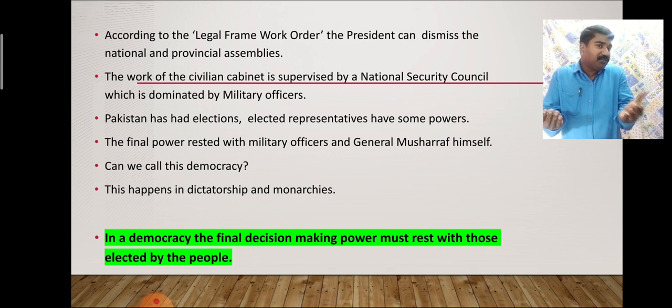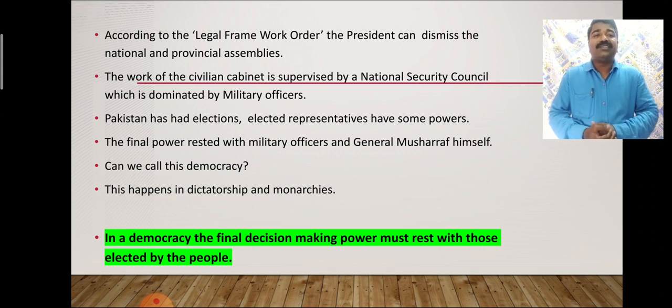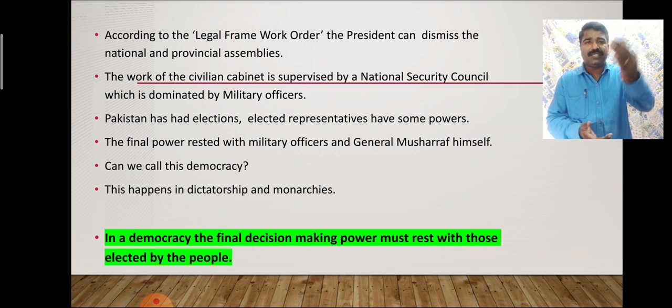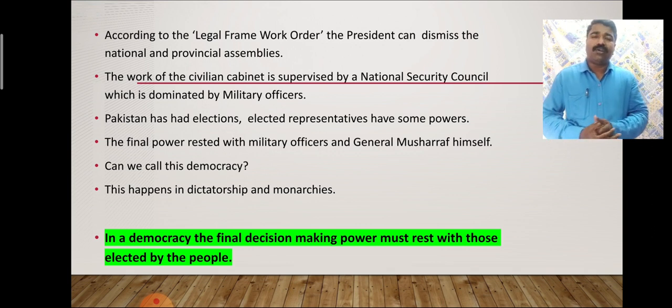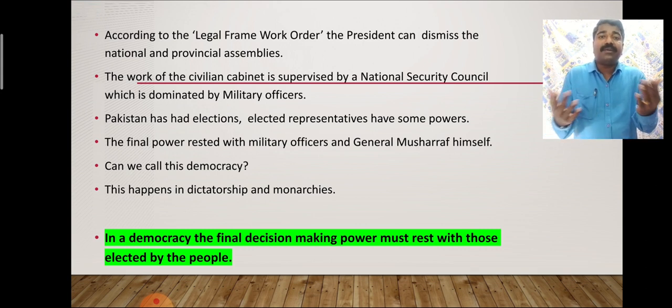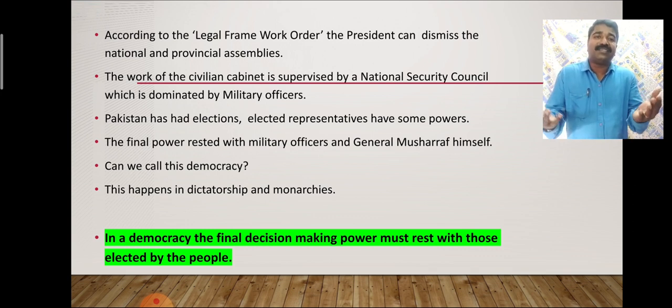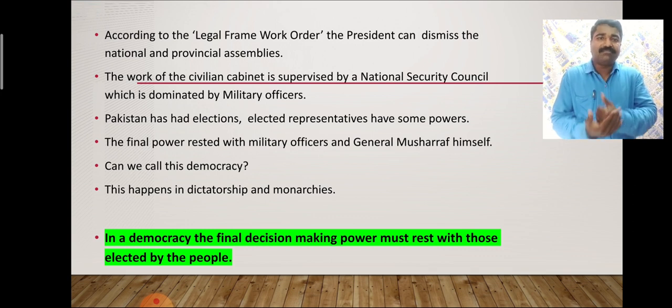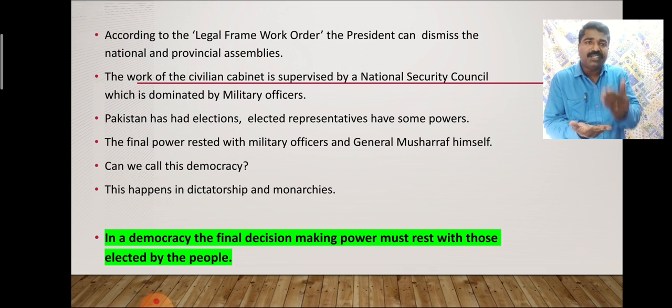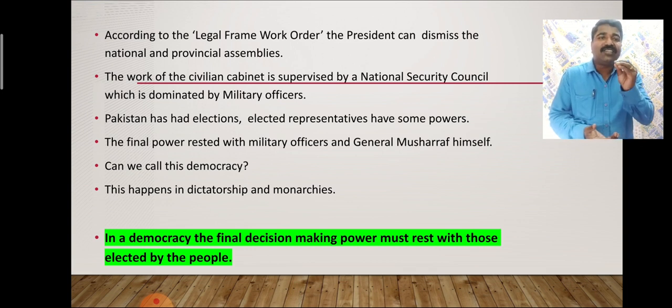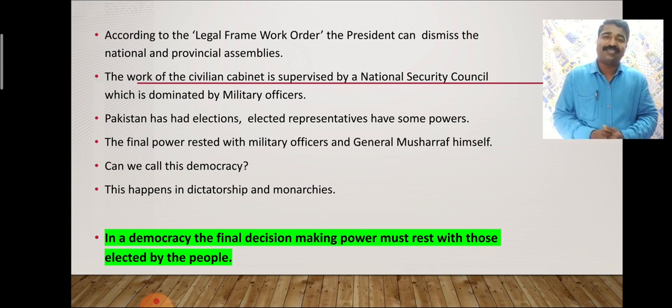Pakistan has had elections and elected representatives, but their power is very little. Elections were held for the national and provincial assemblies after the 2002 legal framework order. But what happened? No power was there. Final power rested with the military officers and General Musharraf himself.